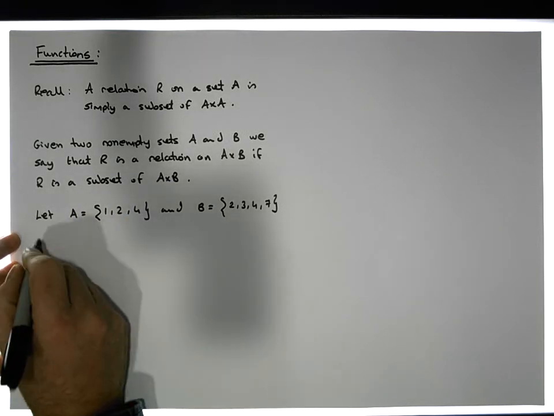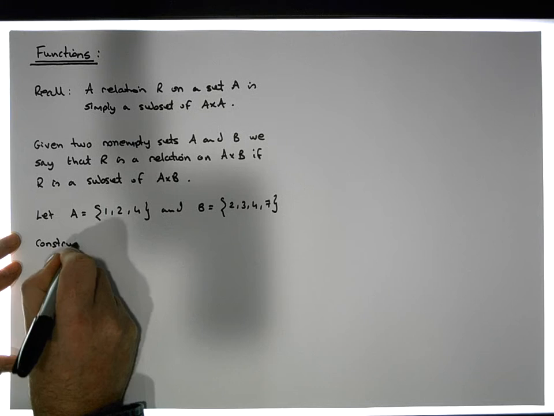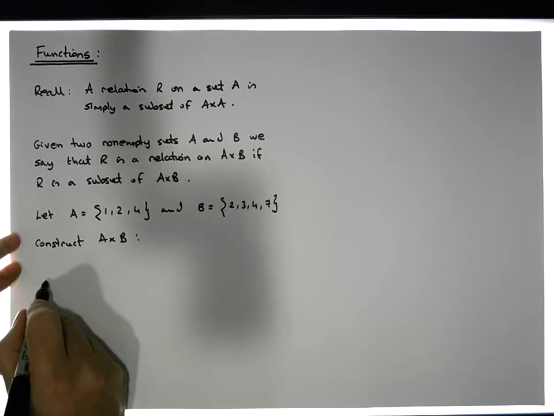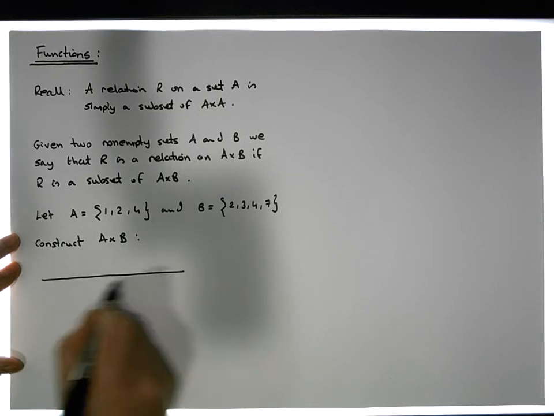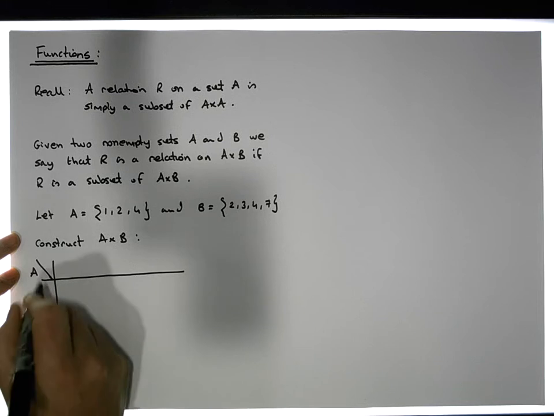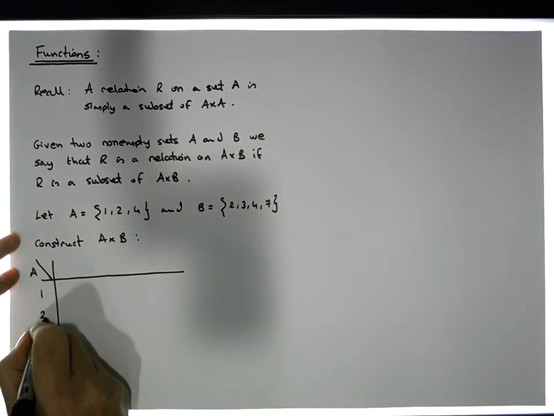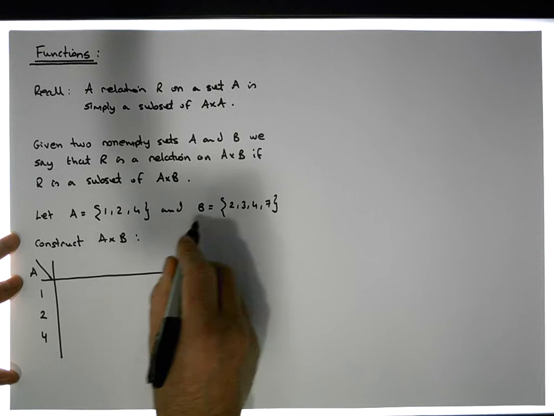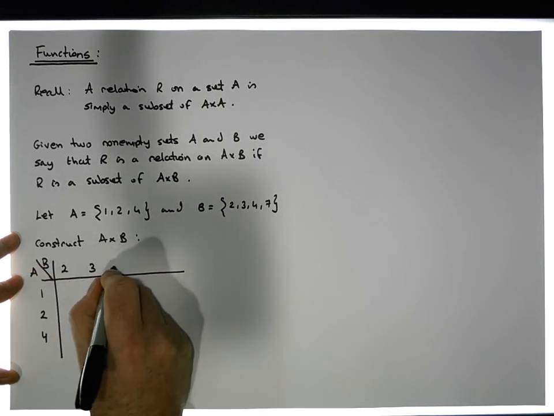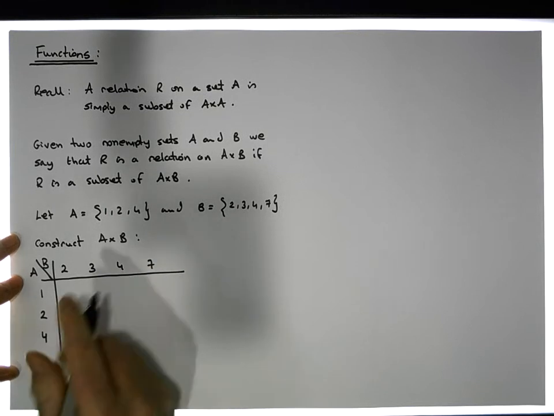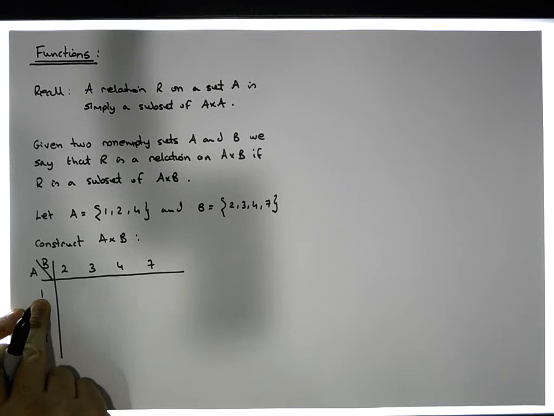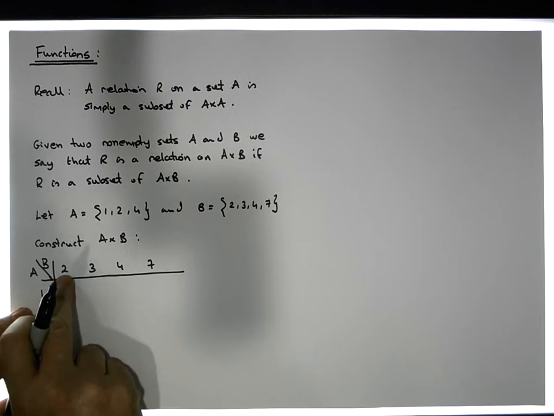So let's construct A cross B first of all. The way we're going to do that is we're just going to create a table. The table is going to look something like this. We're going to list the values of A down the first column, so the values of A are 1, 2, and 4. And we're going to list the values of B across the first row, so the values of B are 2, 3, 4, and 7. And we're going to construct the ordered pairs, where the first element of the ordered pair comes from the first column, and the second element comes from the first row.